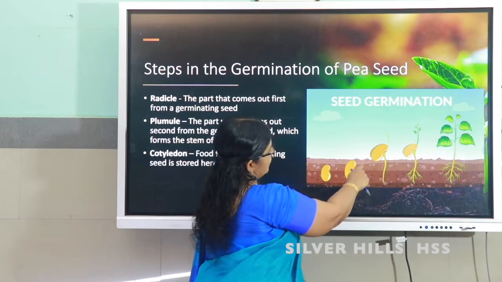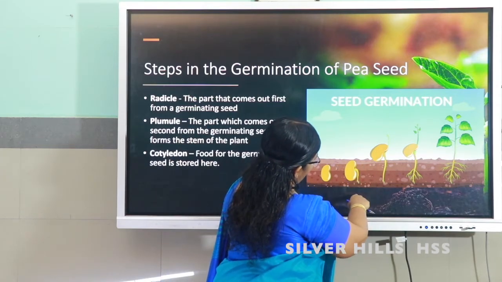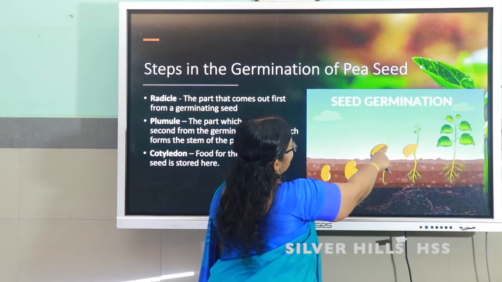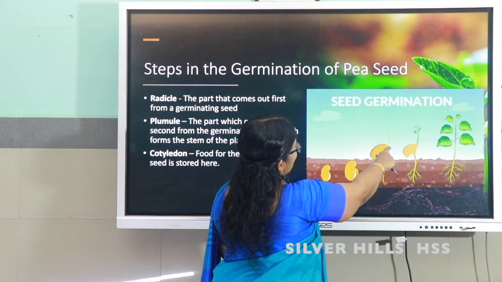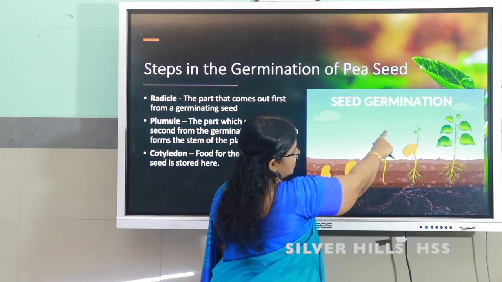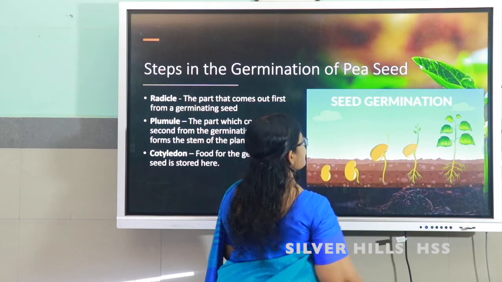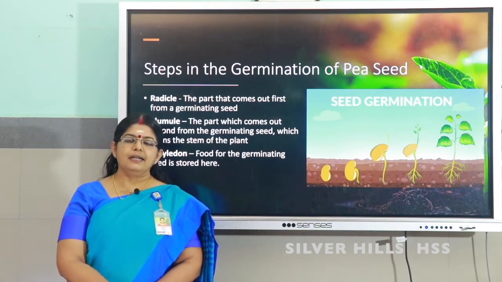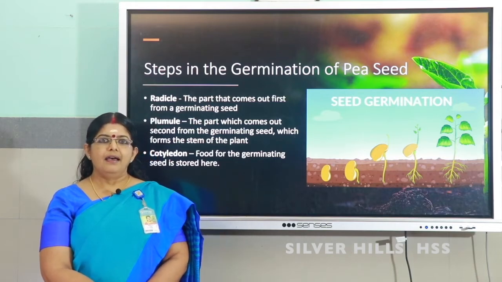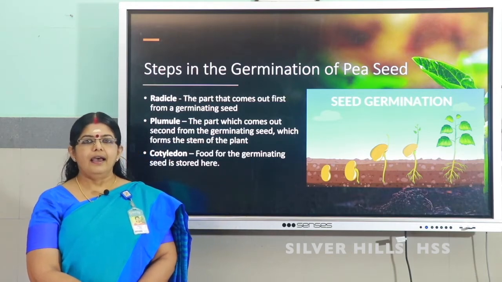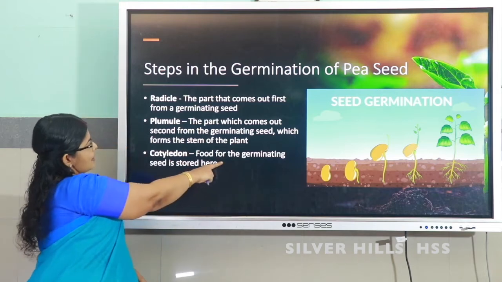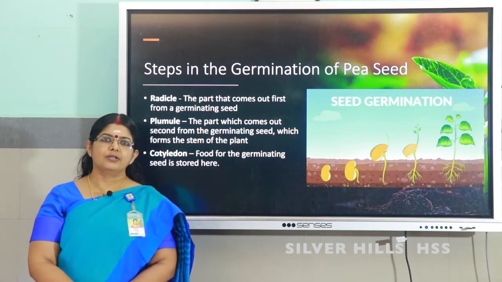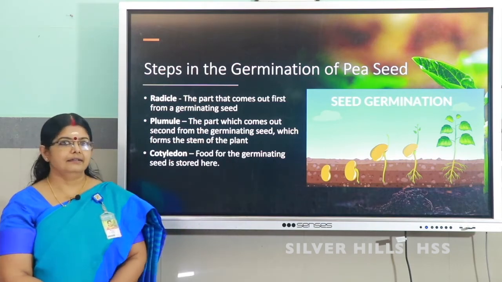You can see the radicle, which grows downwards and forms the root of the plant, and the second part coming out from the sprouted seed, which grows upward and forms the stem of the plant. Next, there is another part in the seed in which food is stored for the plant. It is known as the cotyledon, and the cotyledon stores the food for the germinating seed.